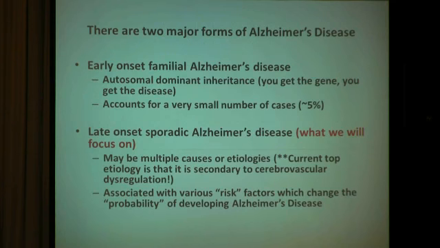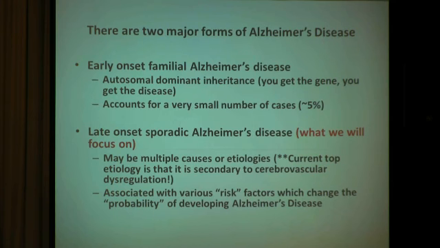Okay, so the two forms, early onset. This is called early onset familial Alzheimer's disease. That, having that term in there, means that it's genetically transmitted. Okay? In early onset familial, if you inherit the disease, you get the disease. There's no escaping it. If you live long enough, you'll get the disease. So it's transmitted in what we call autosomal dominant inheritance, which means you inherit the gene, you get the disease.